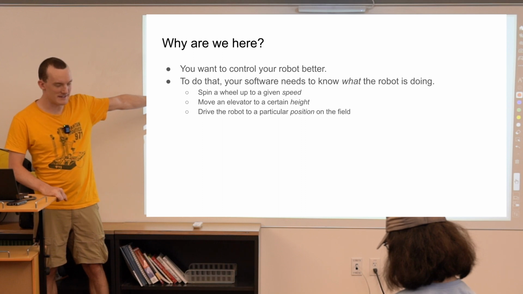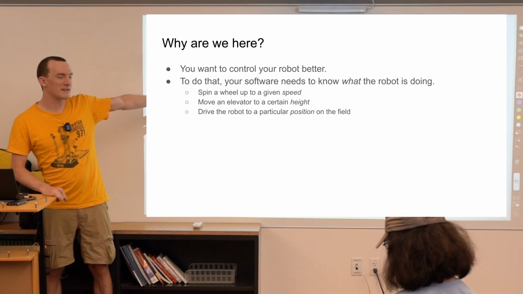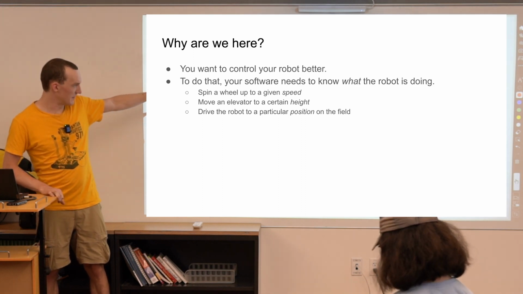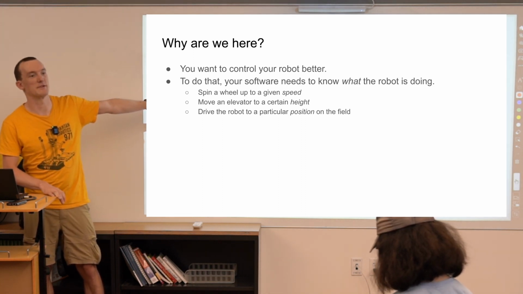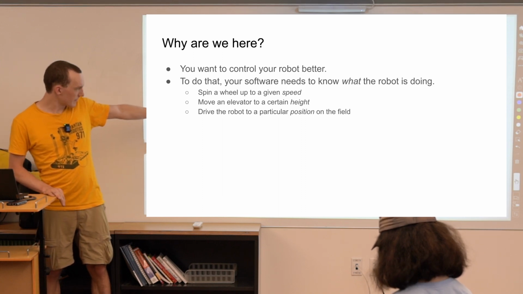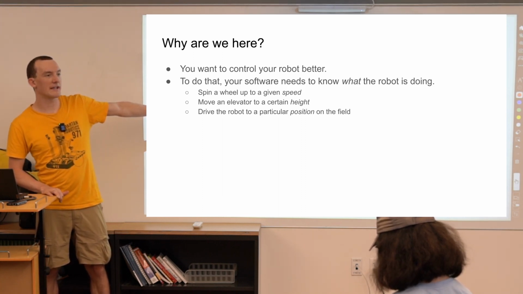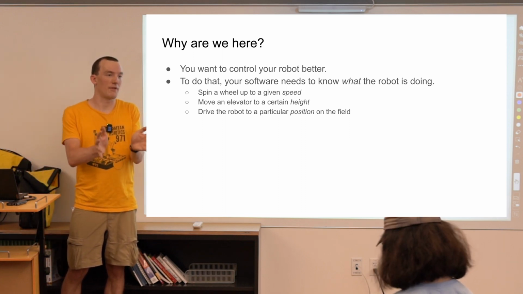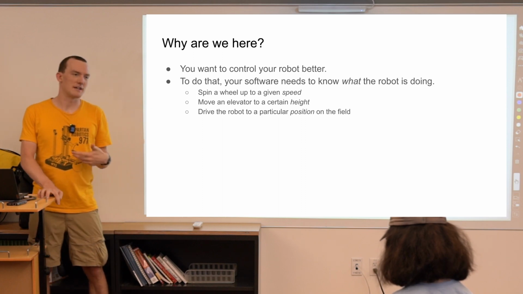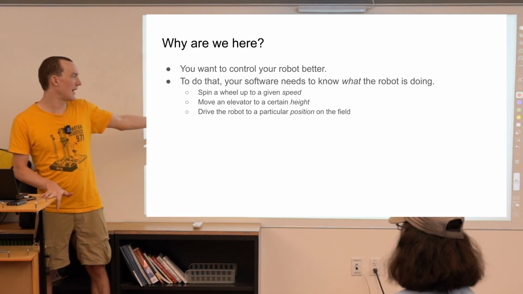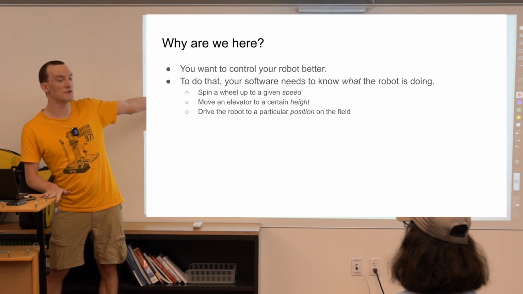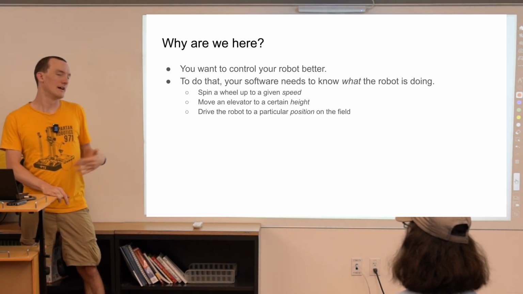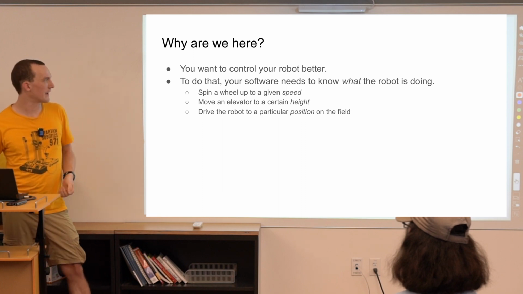So, for instance, you might need to have the robot spin a wheel up to a certain speed. This is common in years where you need to shoot a ball into a goal. You may need to move some elevator to a certain height. Many teams would have needed that this year. You might want the robot to drive to a particular position on the field. That would be common this year for trying to place a game object. There are also things like wanting to know where you are on the field so that you can choose what speed to spin your wheel up to, if you need to change how hard you shoot a ball depending on how far you are from the goal, that sort of thing.